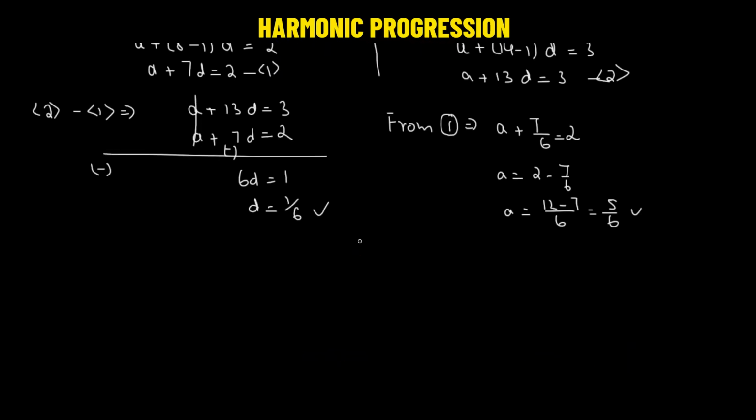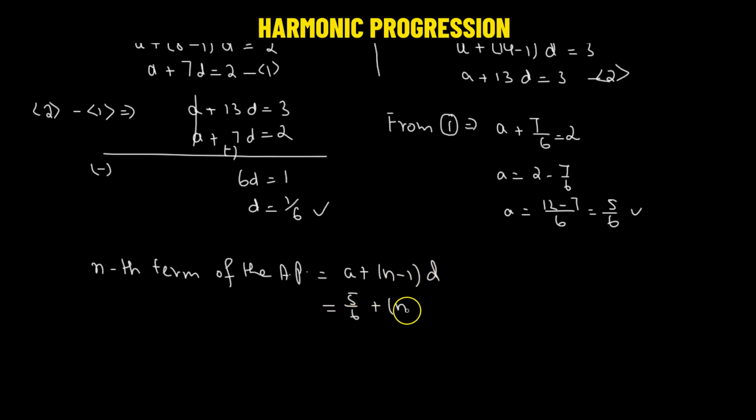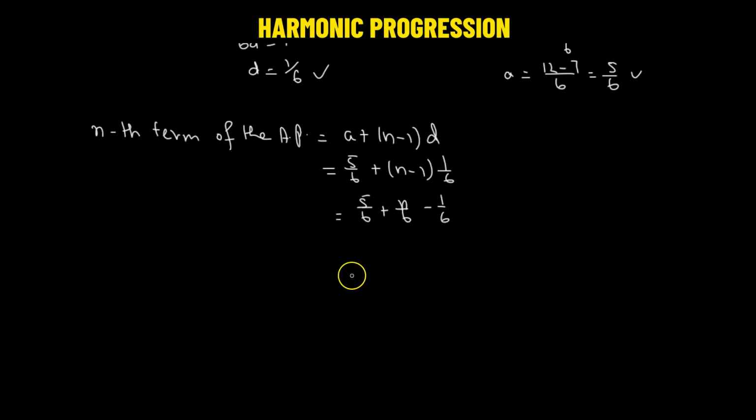So we can define the nth term of the AP. The nth term of the arithmetic progression is given by the formula a plus n minus 1 times the common difference d. So that will become 5 over 6 added to n minus 1 times d. Let's further simplify it. So we have 5 over 6 plus n over 6 minus 1 over 6. 5 over 6 minus 1 over 6 is 4 over 6, added to n over 6. If we take 1/6 as the common factor, this gets multiplied by 4 plus n. So this is the nth term of the AP.